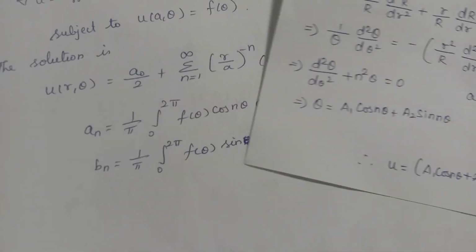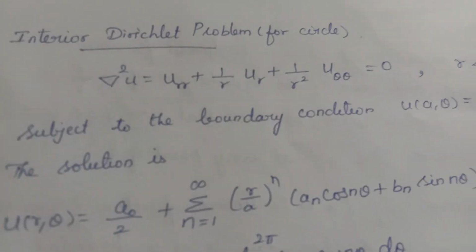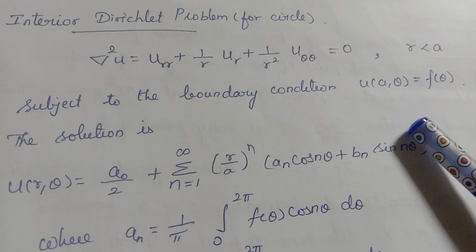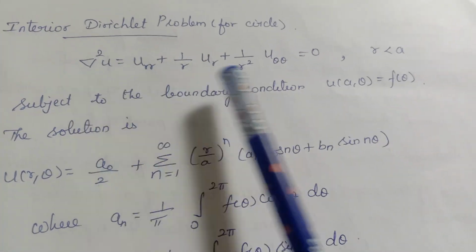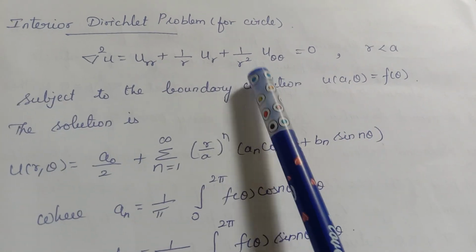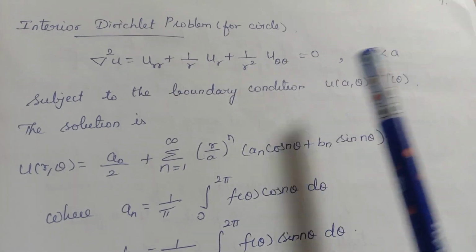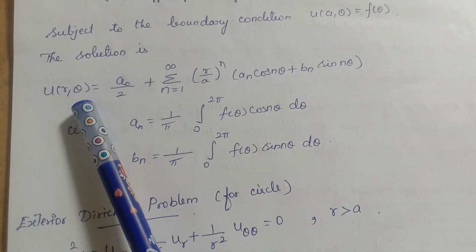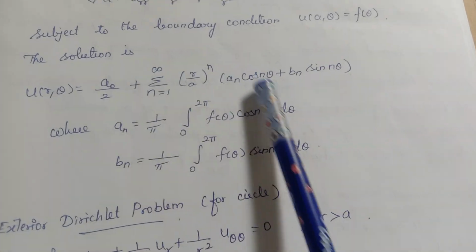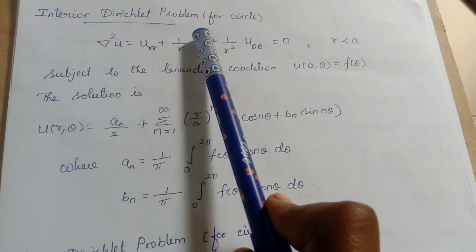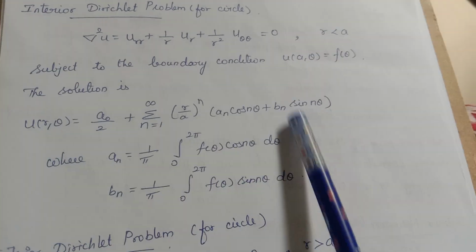Okay, right. Next one, let me explain to you the interior Dirichlet problem for a circle. So ∇²u = 0 within the circle. Interior, I told you, no. So ∇²u = 0 inside the circle, subject to the boundary condition u(a, θ) = f(θ). The solution is given like this: u(r, θ). I am not deriving this. You may get a question, what is the solution of the interior Dirichlet problem for a circle? In that case, you write the solution.